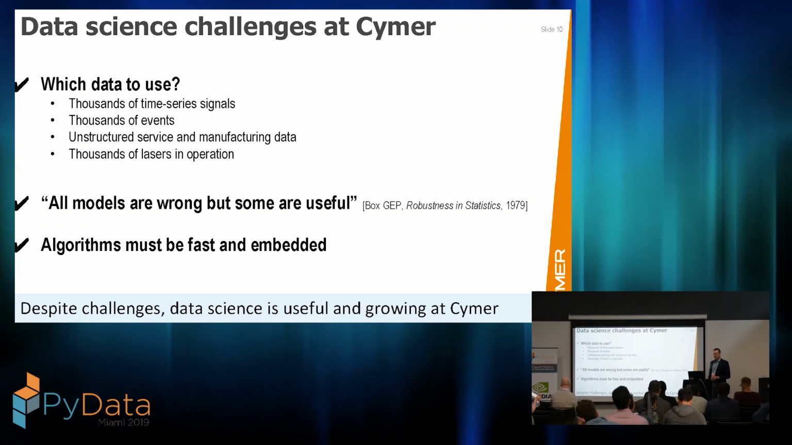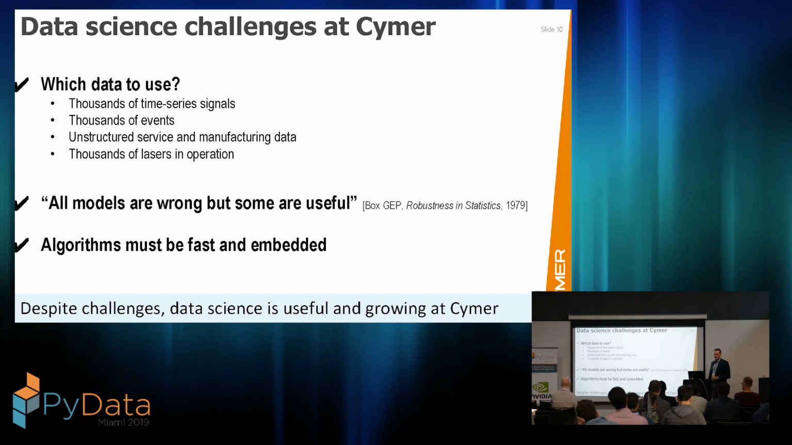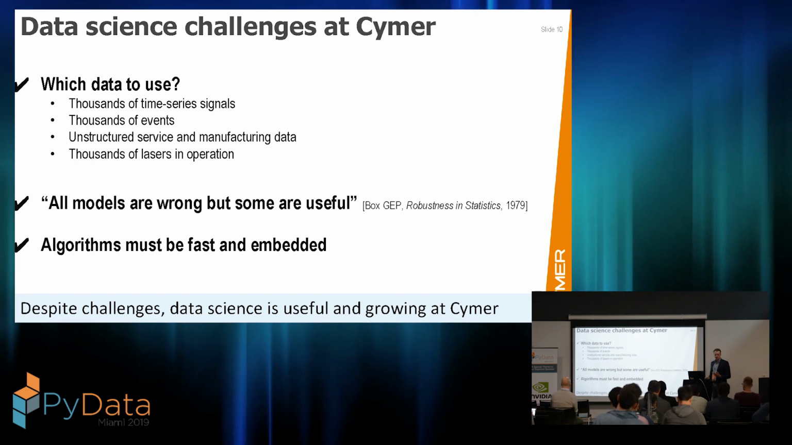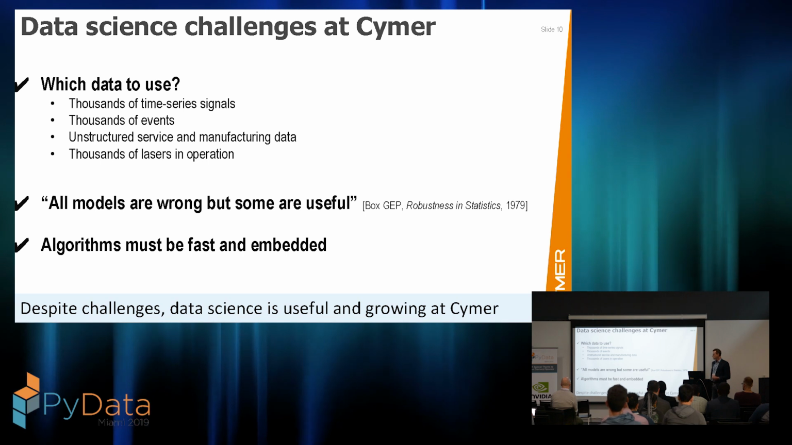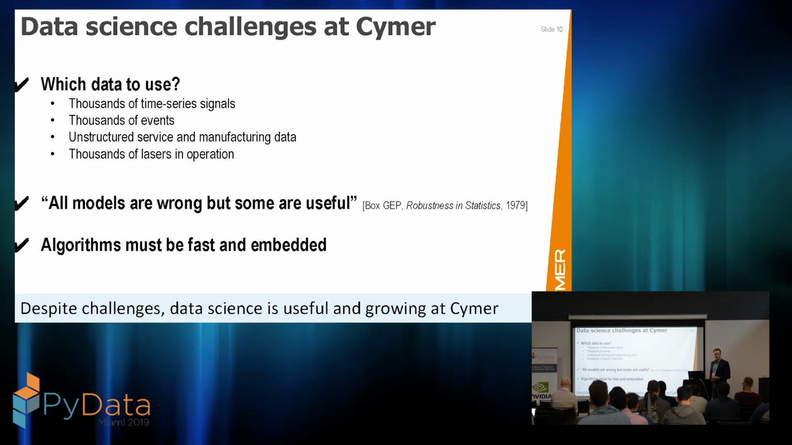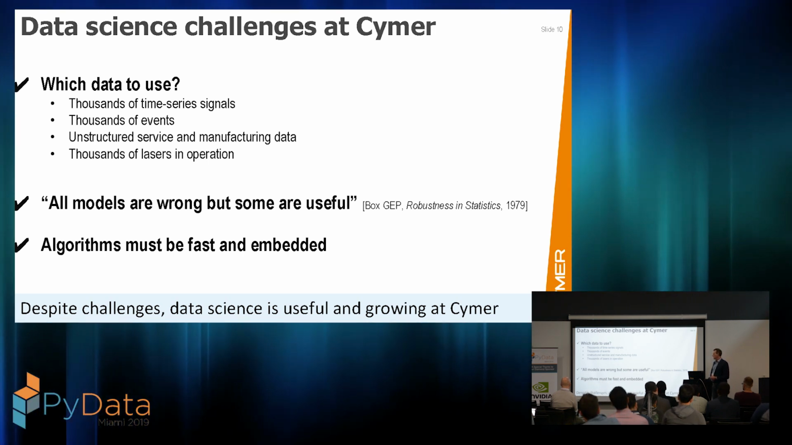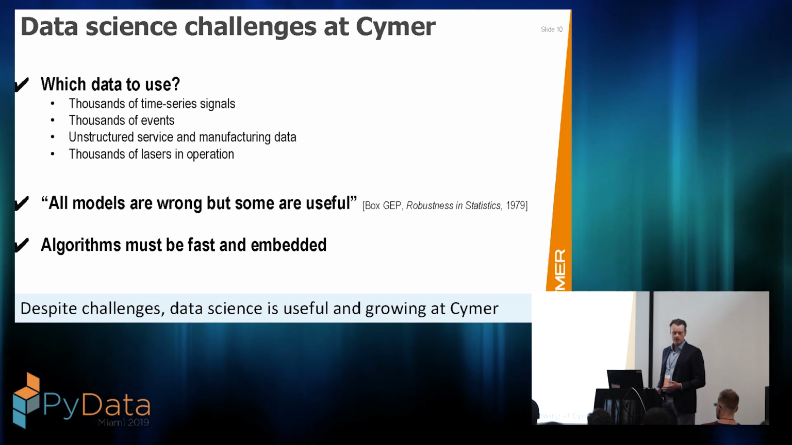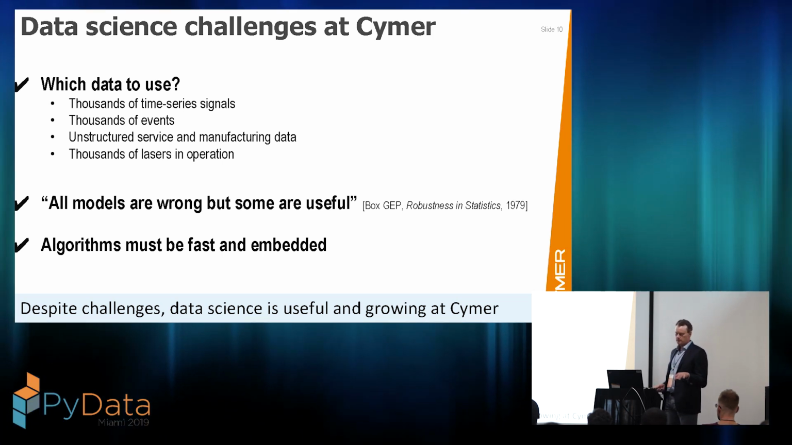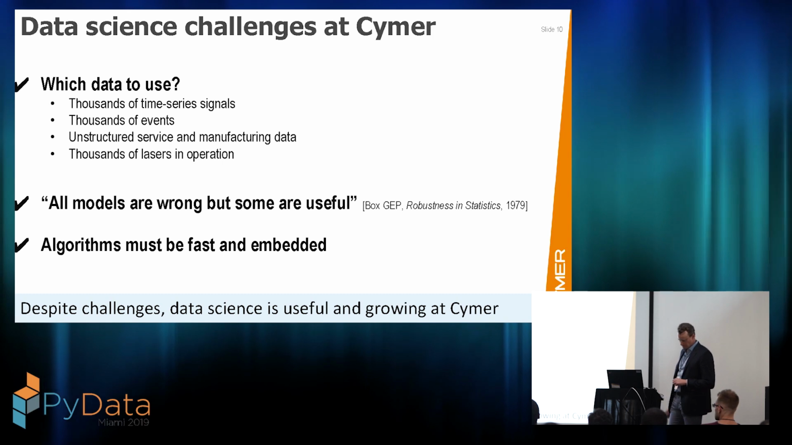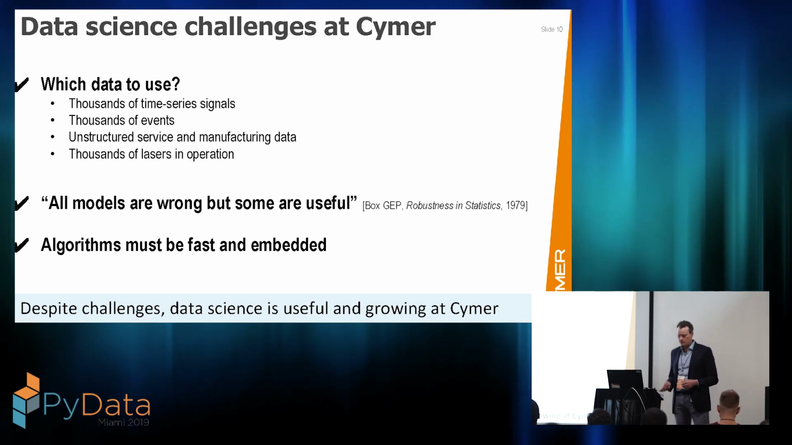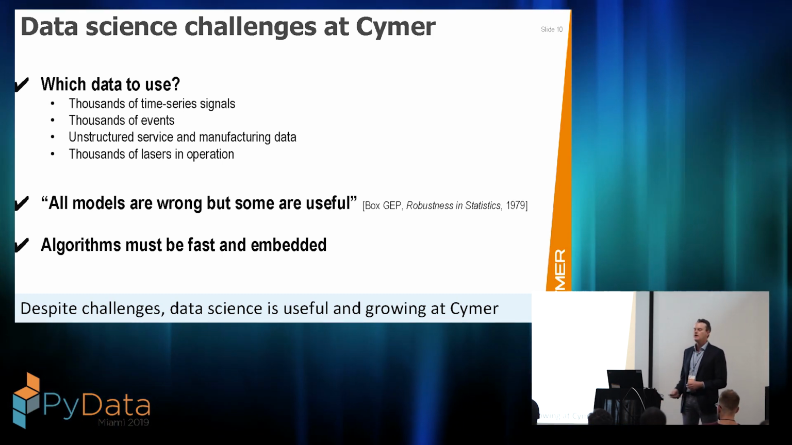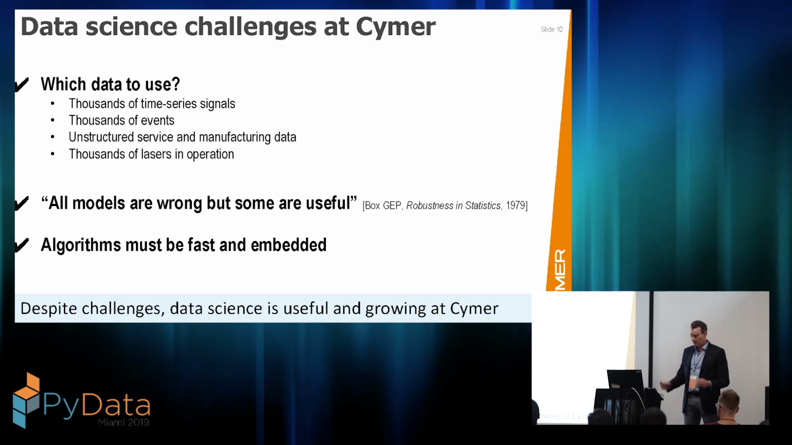All right, data science is pretty challenging in this environment. Number one, we just have a lot of data to work with. So the Cymer laser outputs thousands of time series signals. There are thousands of events that can happen on a laser, where each event has its own custom set of data. There's lots of unstructured service data, manufacturing data, and we just have thousands of systems all over the world.